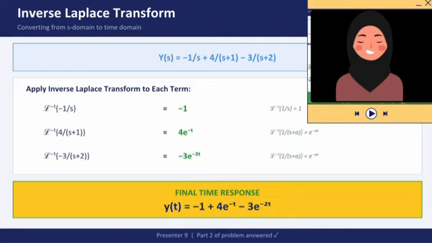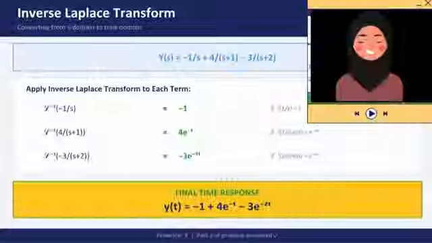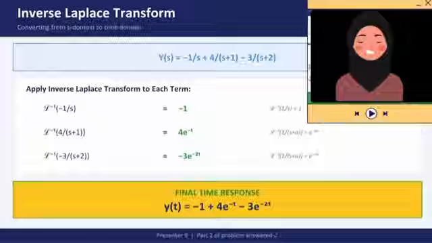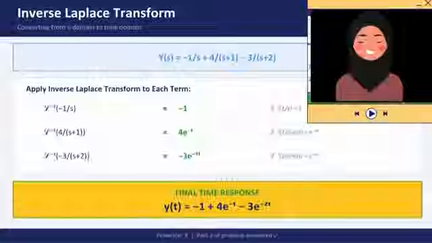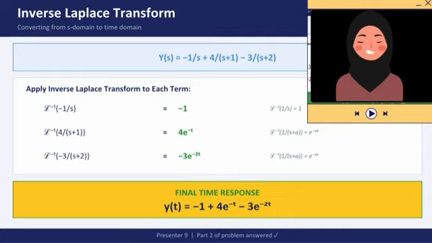We know from our Laplace transform table that the inverse Laplace of 1/s is simply 1. And since our first term is just -1/s, we have the inverse Laplace to be -1. Now when we compare our second term to the inverse Laplace table, where 1/(s+a) is simply e^(-at), we see that the a here is just 1. So the inverse Laplace of this whole term is just 4e^(-t). Similarly, the inverse Laplace transform of our third term would be -3e^(-2t).